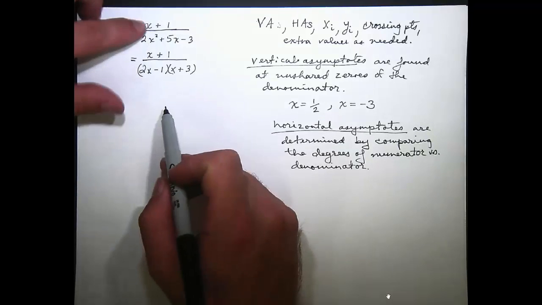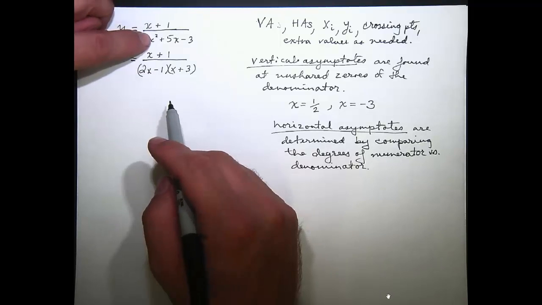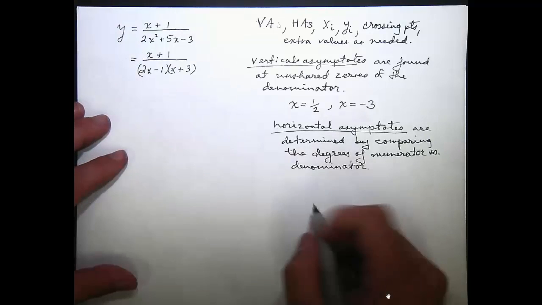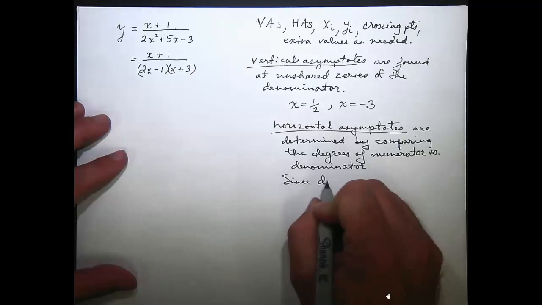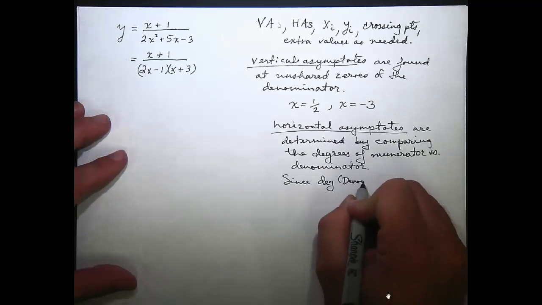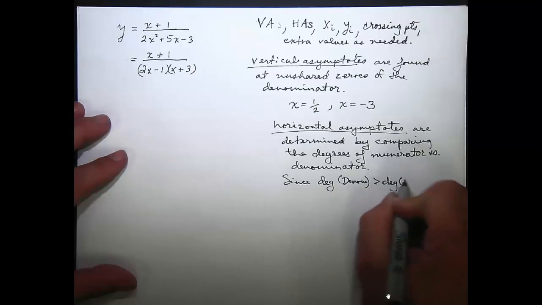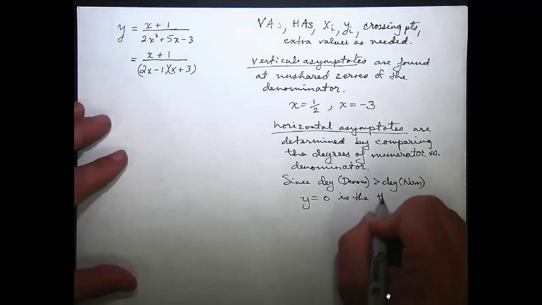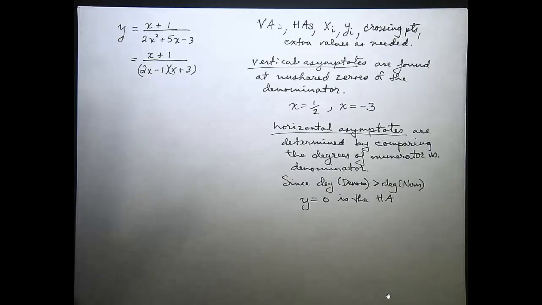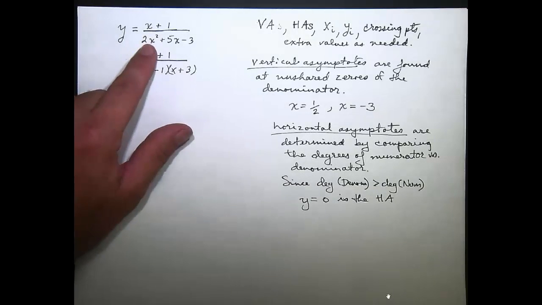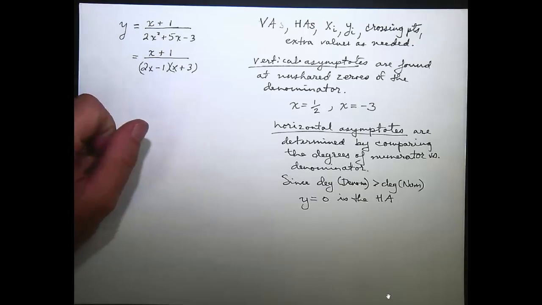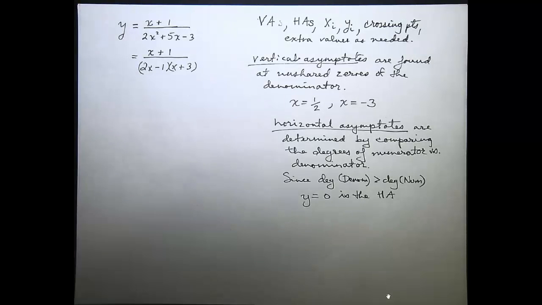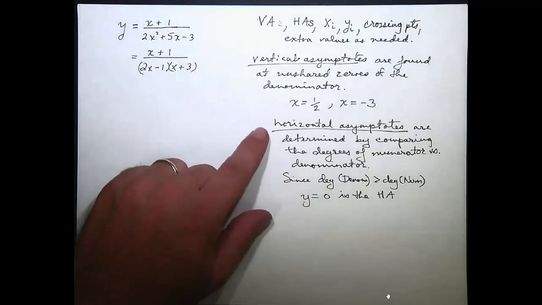In this case, we have case 1. The degree of the denominator is bigger. This is degree 2. This is degree 1. So since the degree of the denominator is bigger than the degree of the numerator, y equals 0 is the HA. That's case 1. Anytime the bottom is bigger in degree, then the bottom grows quicker than the top for large values, and the ratio here will approach 0. So now we have the vertical asymptote, we have the horizontal asymptote.